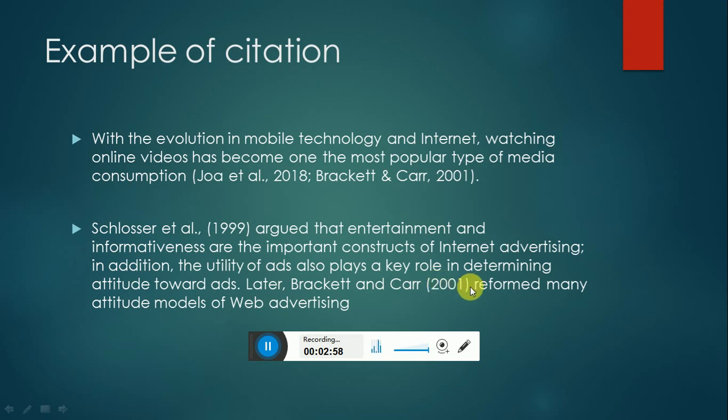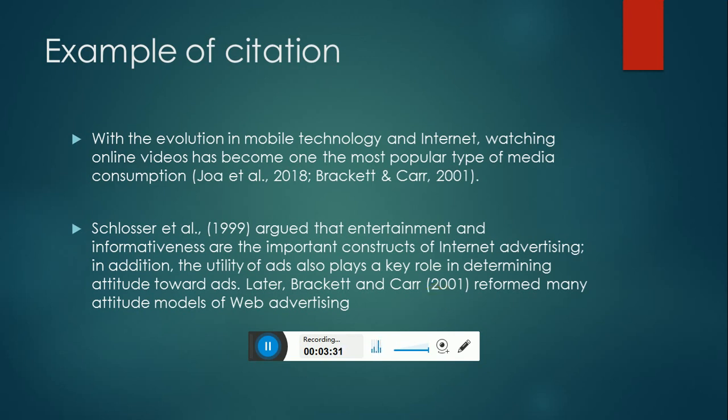Now again, see, the statement starts with the name of the author, so only the publication year is in the bracket. One other thing is the word and: here it is written with the and symbol, and here it is written as the word. So when you place a citation at the end of the statement, you have to use the and symbol, and when you start the statement with the names of the authors, you have to write and like this. All right, so this is called citation.